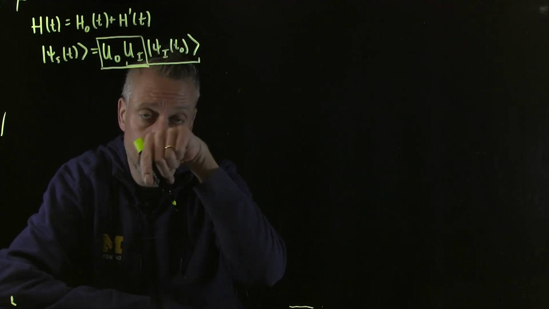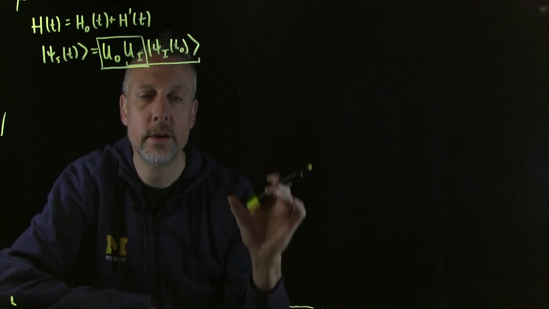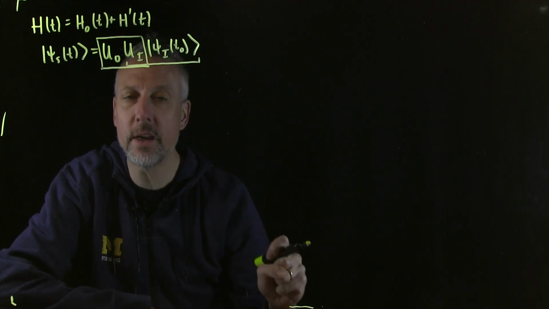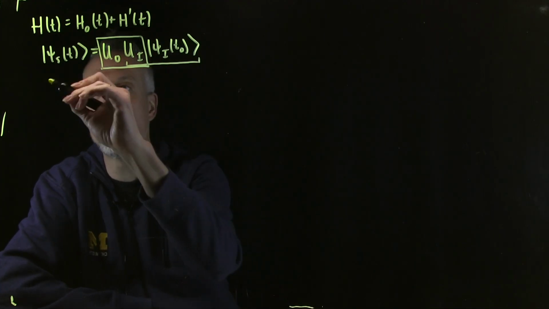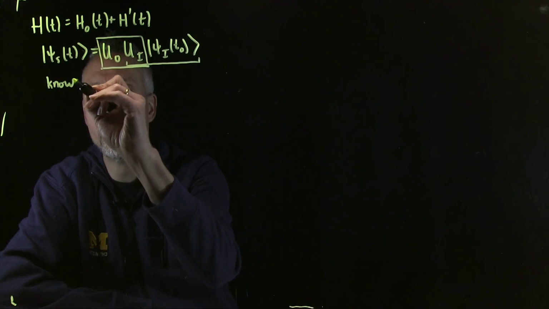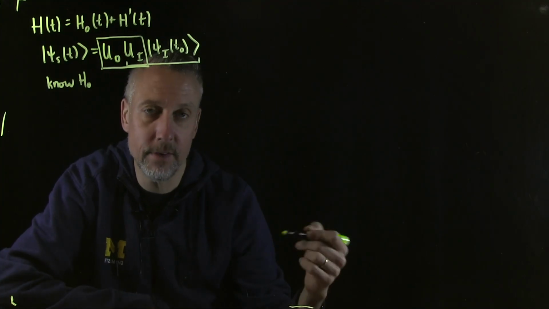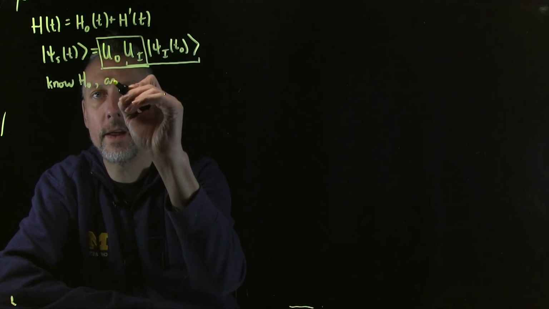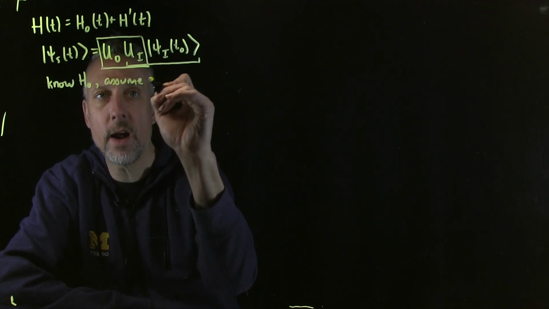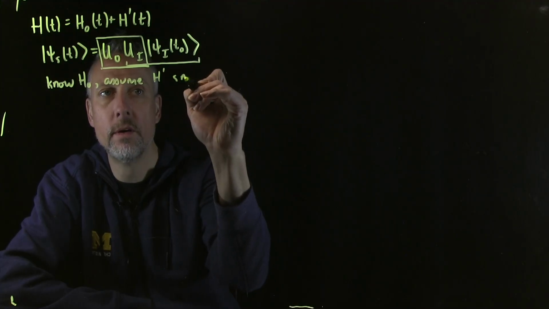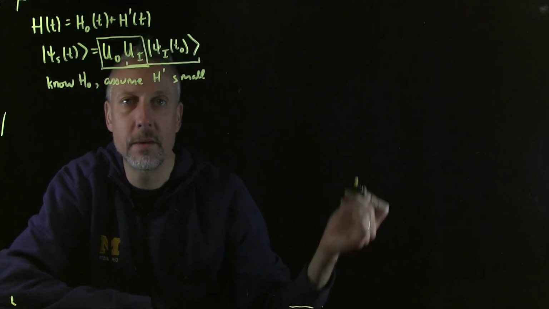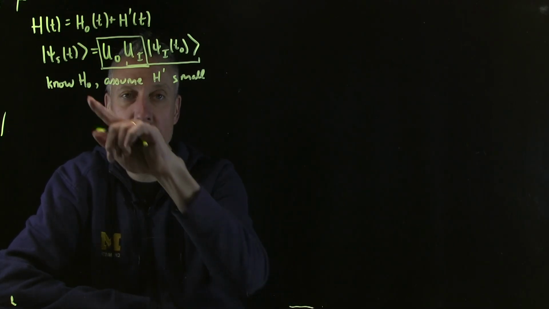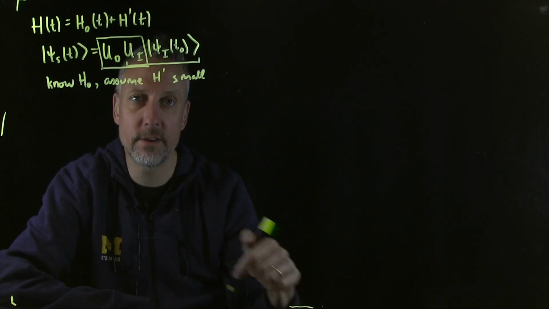And so what we're going to do is use the most common application of this, where we know H0. We may even have it be time independent. And then we assume that the H primed term is small. What we of course mean by that is the energy change that you have by including H primed is much smaller than the characteristic energy scales of H0.